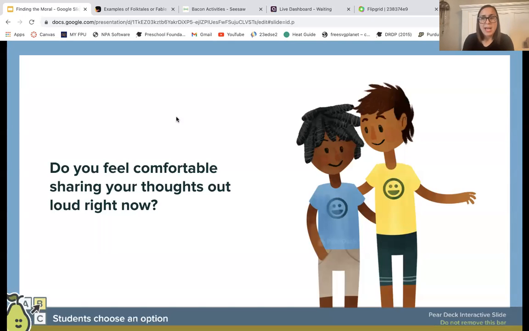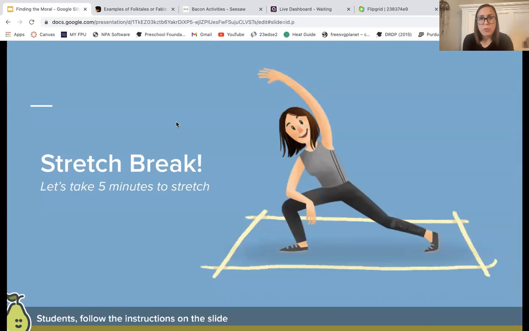And then on the Pear Deck, it's going to ask them if they feel comfortable sharing their thoughts out loud, and they'll say yes or no. Based off that, I can ask them what they thought the moral was.